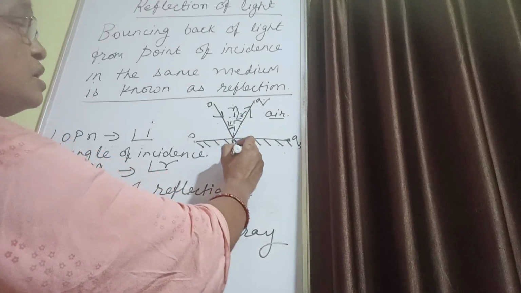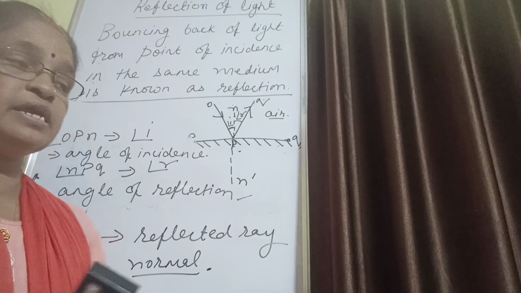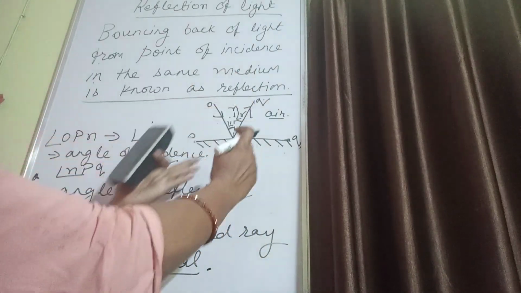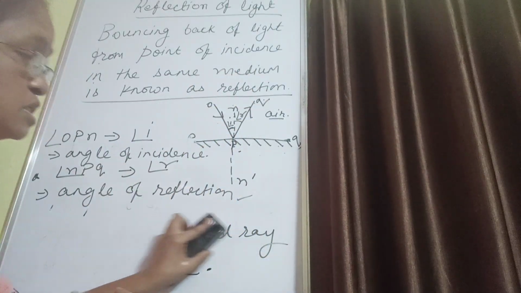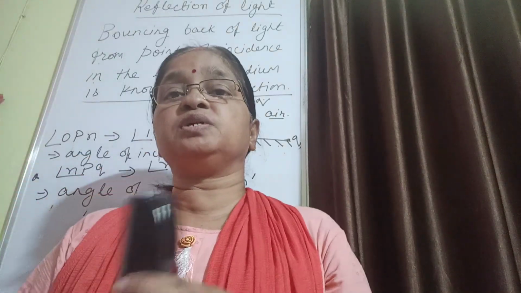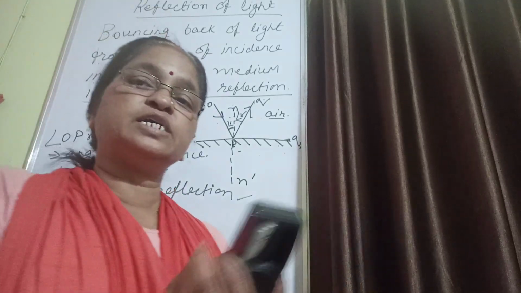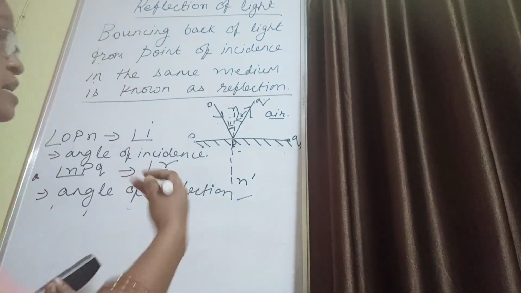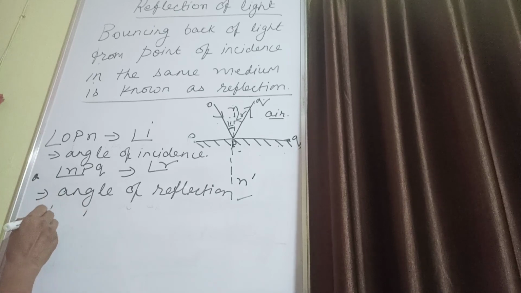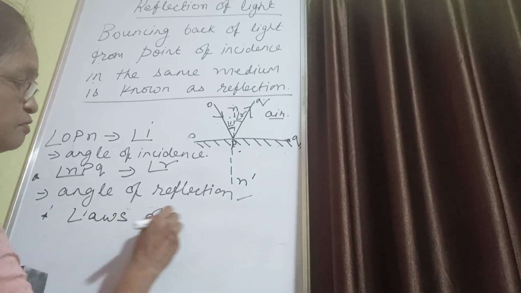So students, you have seen all the basic terms we have studied. So the whole of this reflection follows some laws. Then only we are able to see any object clearly. So what is that? Laws. So I am writing over here laws of reflection.